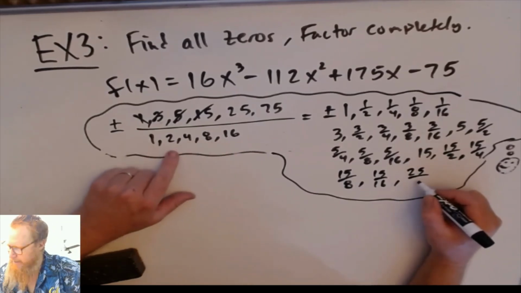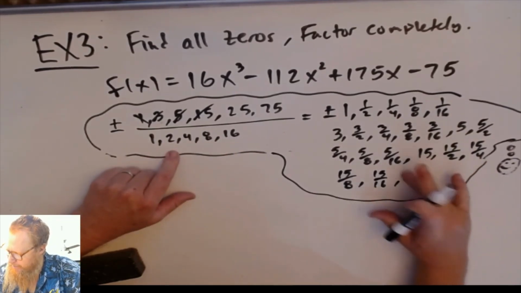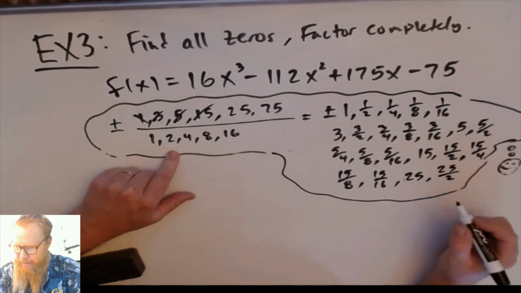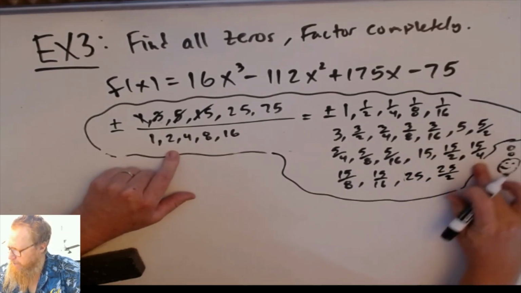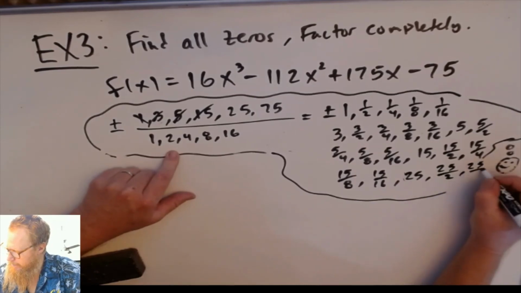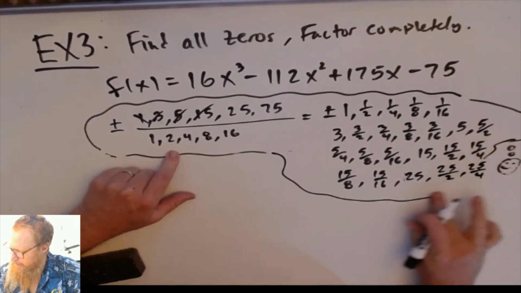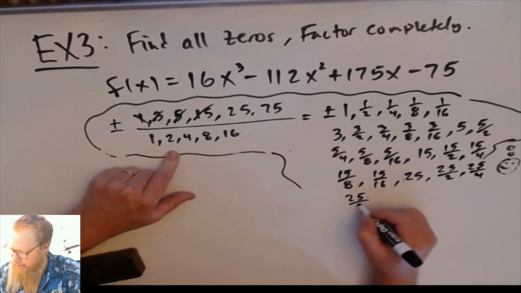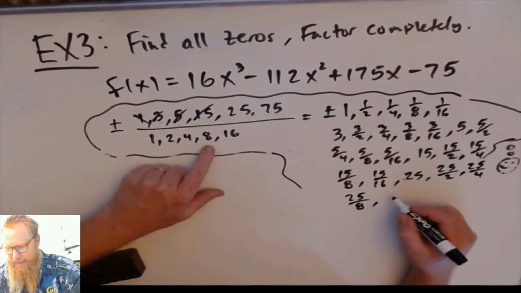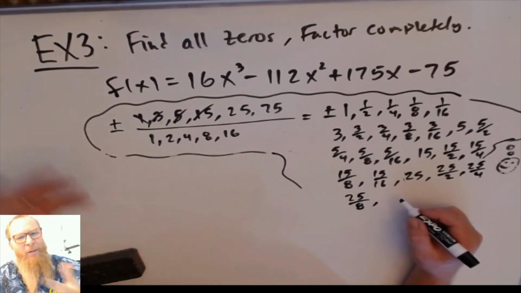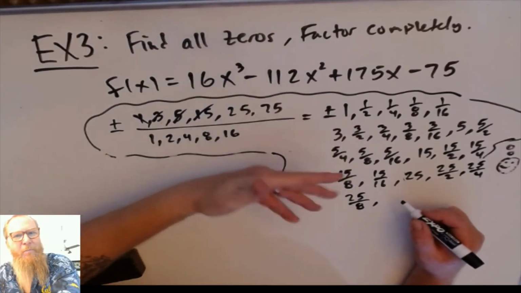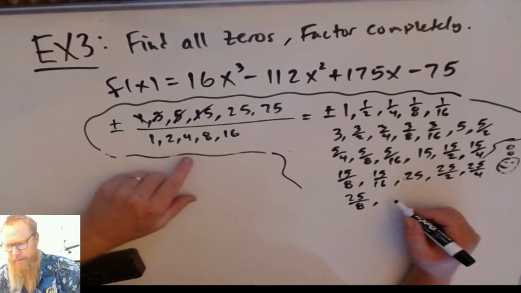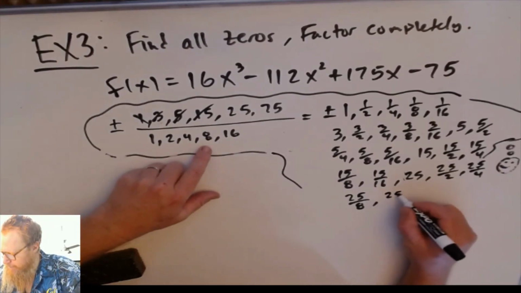25, 25 over 2, 25 over 4. I hope this list, it's kind of intimidating, but you're not going to use the entire list. It's saying your zeros, at least the rational zeros, must be from this list. 25 over 16.